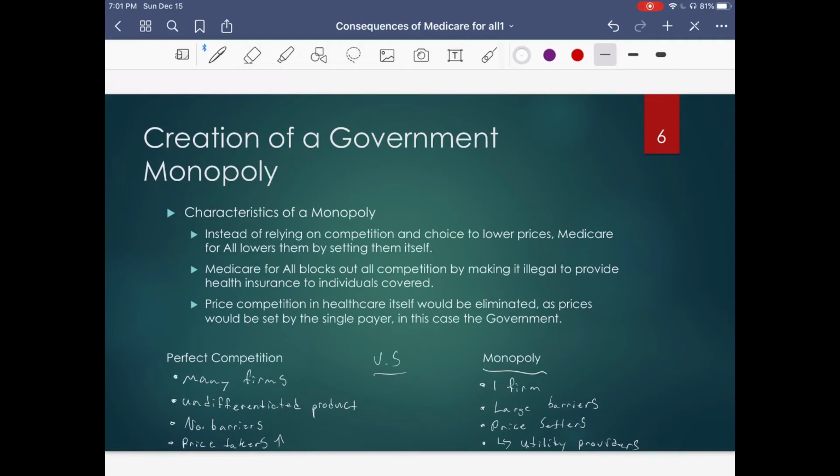So, some characteristics of a monopoly in relation to Medicare for All. Instead of relying on competition and choice to lower prices, Medicare for All lowers them by setting them itself. Medicare for All blocks out all competition by making it illegal to provide health insurance to individuals that are covered. Price competition in healthcare itself would also be eliminated as prices would be set by the single payer, the government.